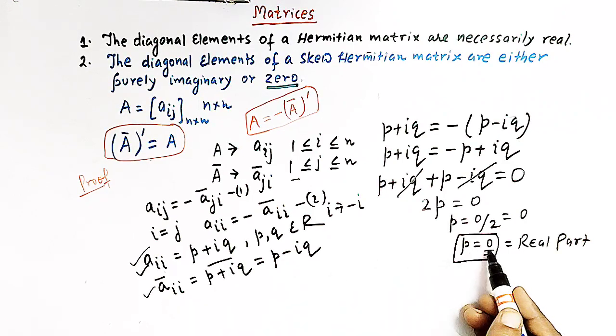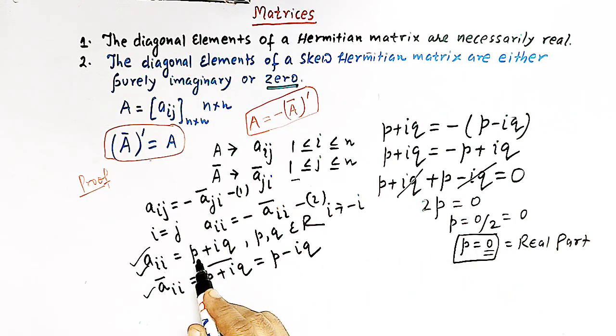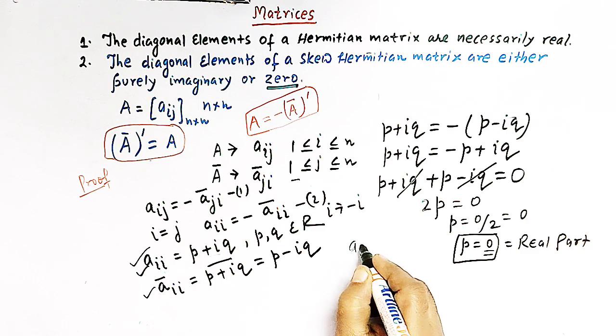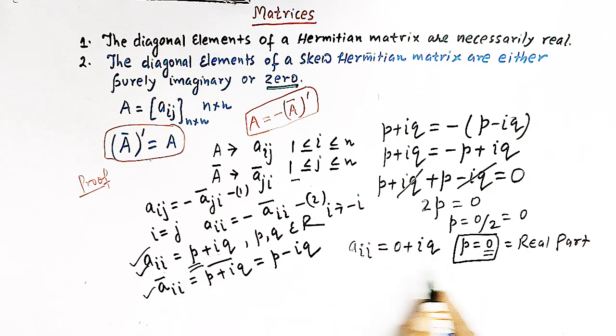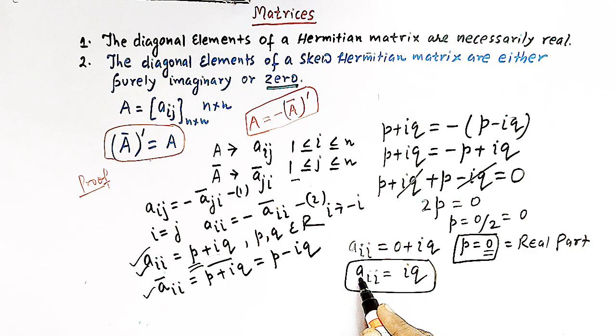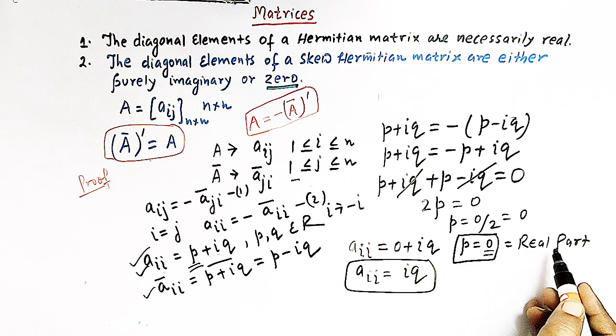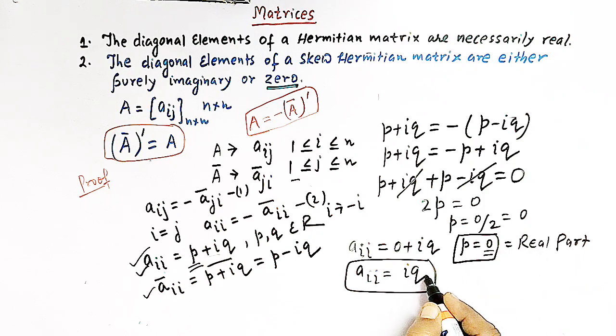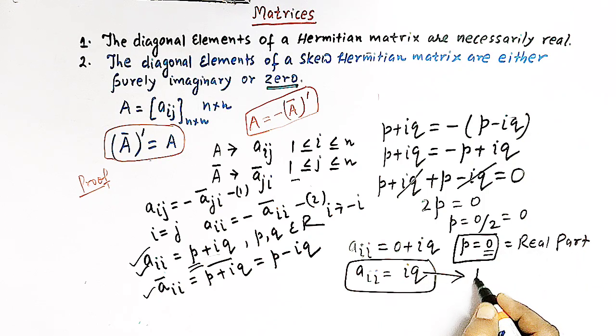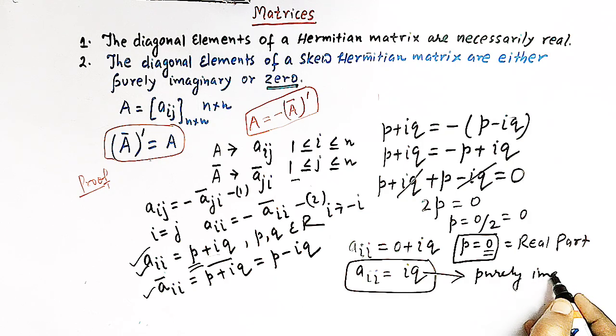So now taking p is equal to 0 in this element, we have aii is equal to 0 plus iq, because p is 0. So we have aii is equal to iq, right? And this suggests that the elements of the diagonal are purely imaginary, right? Because this term doesn't contain p, and p is the real part. So this number, that is iq, is purely imaginary, right?